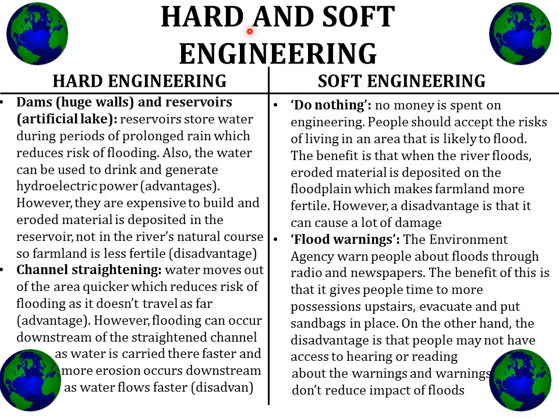And now, hard and soft engineering of rivers. Hard engineering, an example is dams, which are huge walls built around a reservoir, which is an artificial lake. Reservoirs store water during periods of prolonged rain, which reduces the risk of flooding. And also, the water can be used to drink and generates hydroelectric power, which is an advantage, obviously. However, a disadvantage is that they are expensive to build, and the eroded material is deposited in the reservoir and not in the river's natural course, so farmland is less fertile.